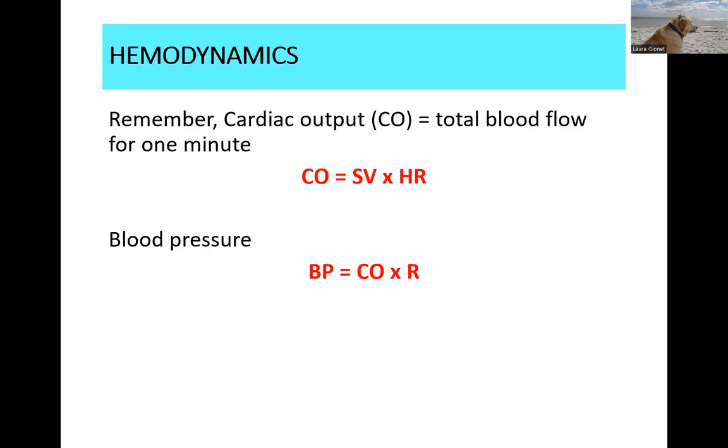Okay, hemodynamics. Remember, the cardiac output equals the total flow for 1 minute. How much blood is being ejected by the ventricles for 1 minute? So cardiac output equals stroke volume times heart rate. And blood pressure equals cardiac output times resistance, or what we might refer to as peripheral resistance. Blood pressure can also be rewritten by substituting the two variables above. Blood pressure equals stroke volume times heart rate times resistance.